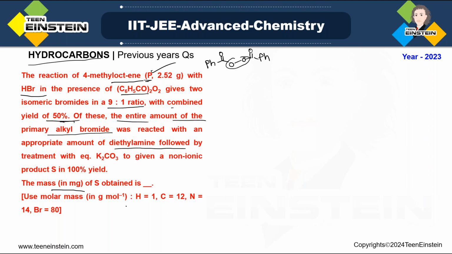You have to find the mass of S in milligram. This is very important. Don't overlook it. In the bracket, it is mentioned in milligram. So if you are somehow doing the calculation in terms of gram, it will be wrong. So be very careful. It is in terms of milligram.